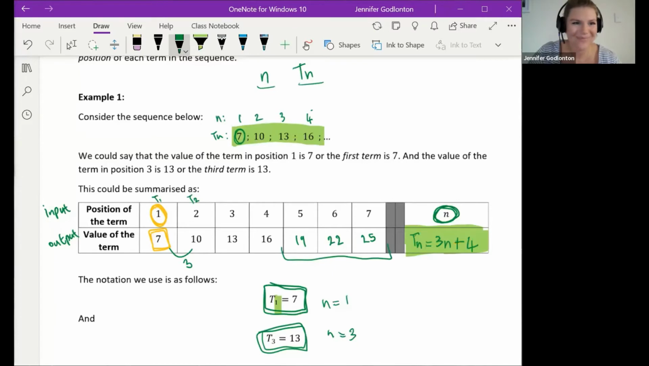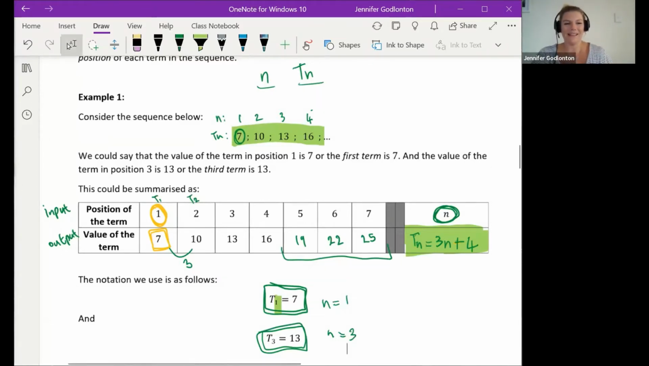Ma'am, in some scenarios, like I remember in grade 7, they can say give the 200th term. Yes. So in that case, if I ask for the 200th term, would the 200 be n or would it be Tn? n. Yeah, exactly. So you're just substituting n into the formula. So in this case, you would say 3 times 200 plus 4. Hope that makes sense.